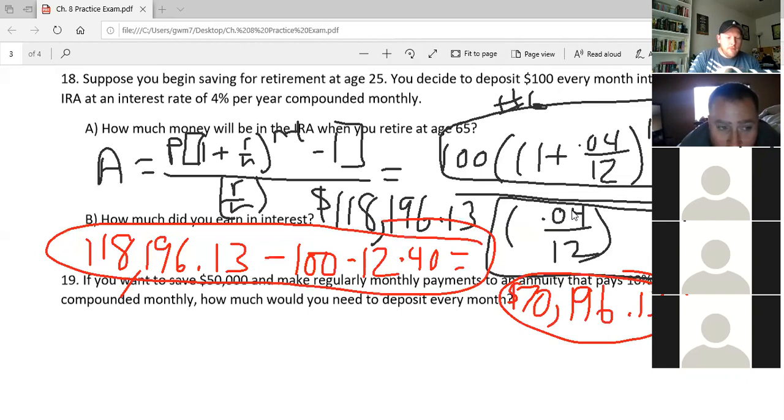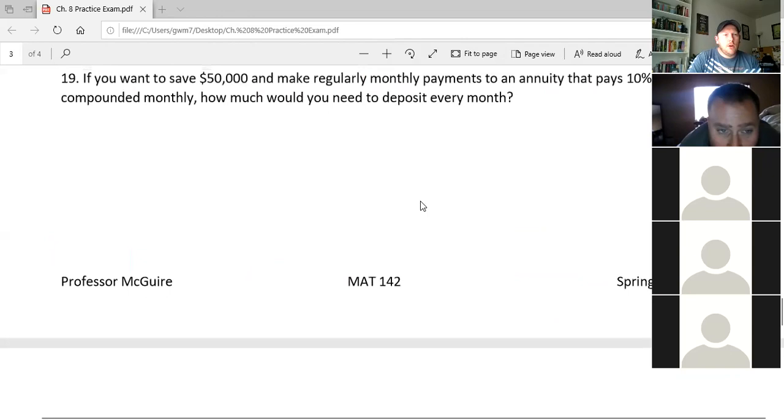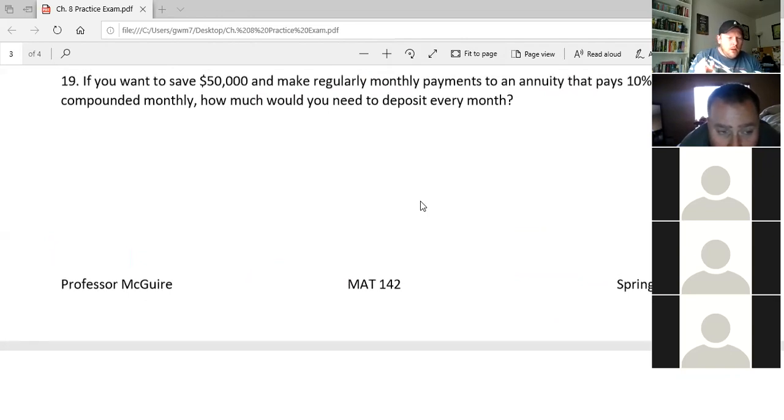Any questions or concerns at the moment? All right. Then number 19 on the practice exam. If you want to save $50,000 and make regular payments... I noticed when I worked this out just before we started this, there were two errors with this question. And also I left off how many years you're going to do this, which is really important to solving. So we're going to have to add that.